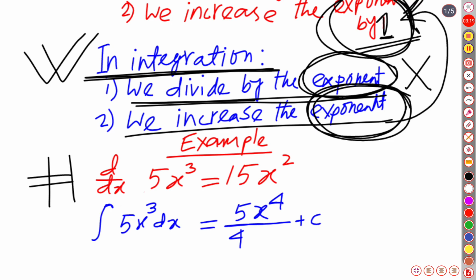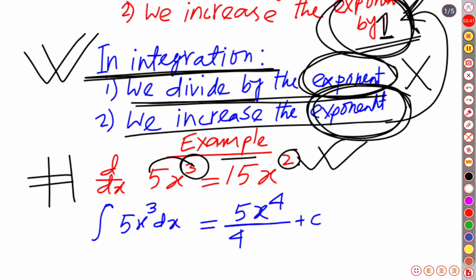What have we done in case of the derivative? We multiplied the exponent by the coefficient, and 3 fives are 15. Look, after multiplication it has become 3 fives are 15. Then the exponent was 3, which has been reduced to 2. So it is multiplication and reduction of the exponent in case of the derivative.